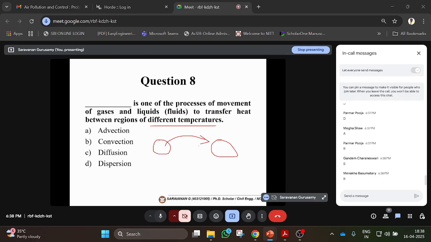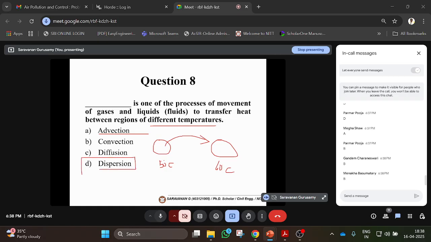Once it is moving due to a difference in temperature, here it is 50 degrees Celsius, here it is 60 degrees Celsius. So whenever there is a temperature difference, the particles are moving. That will be due to the convection property. If it is advection, then it is bulk movement of liquid. The river is flowing from one end to the other. That is called advection, due to mechanical things.